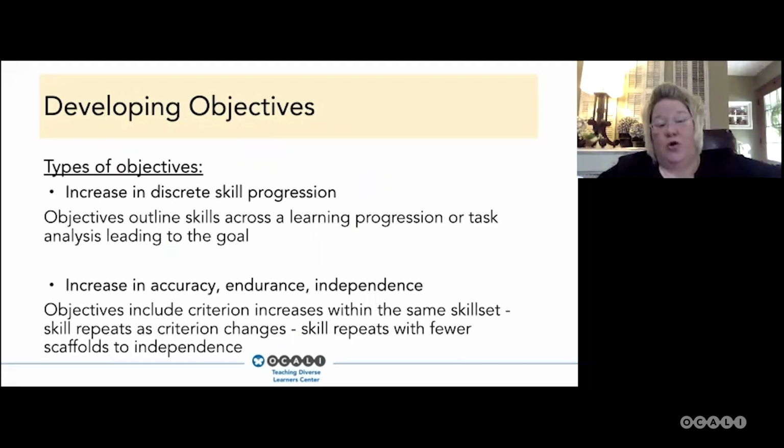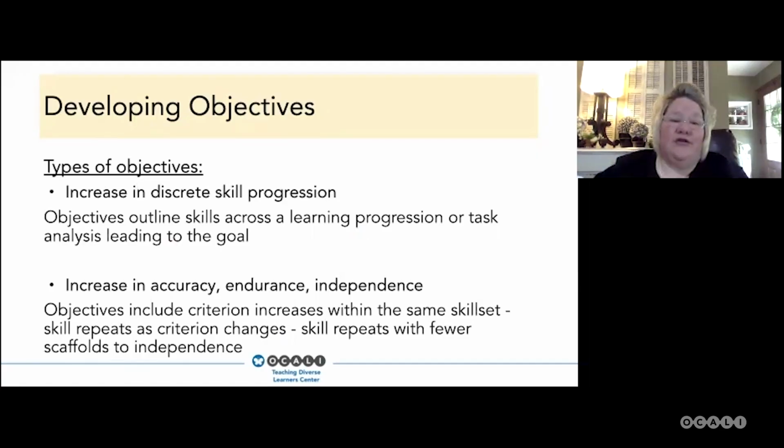We have an ultimate goal in mind. Those learning steps in the progression could actually become your objectives across a certain time frame to get us to that end goal. So maybe the objectives are discrete skill progression to get to a different outcome. So that means every objective may be a little bit different, but they're all necessary to get us to that end step or end target.